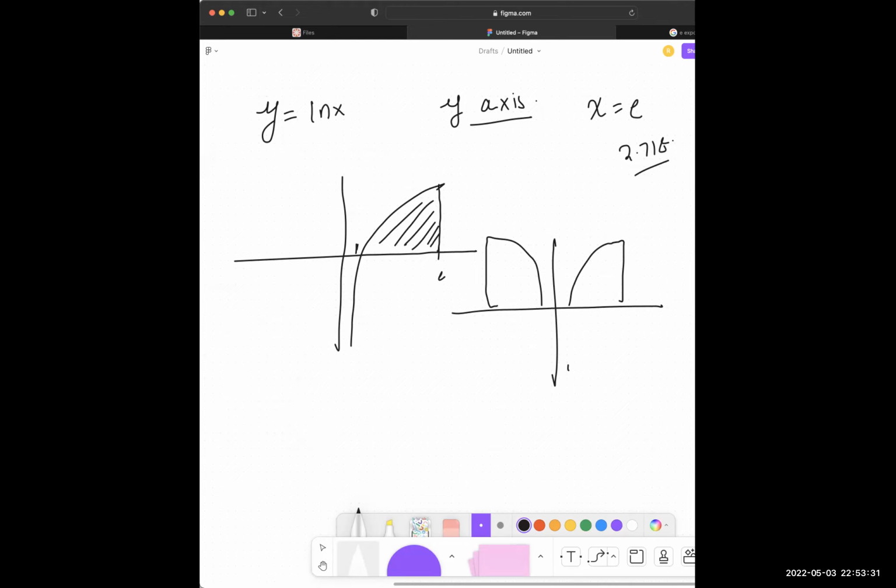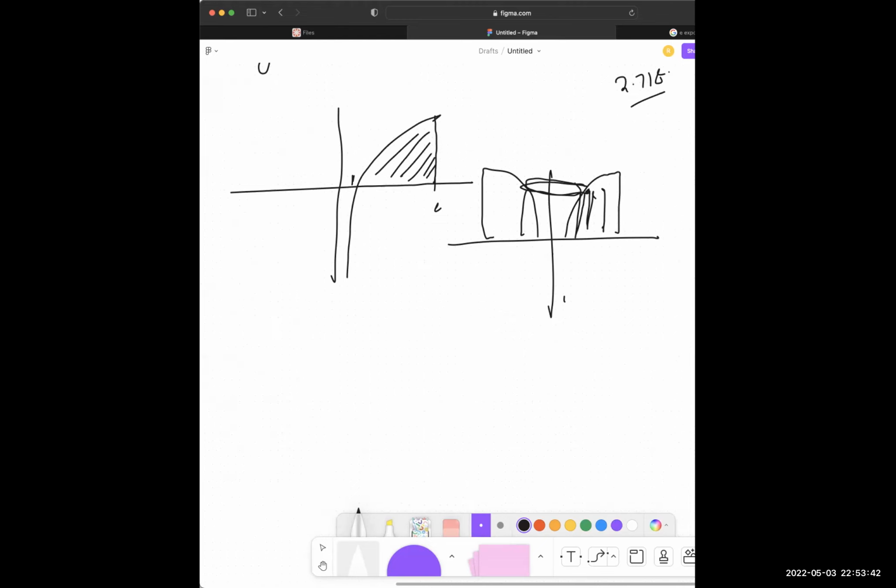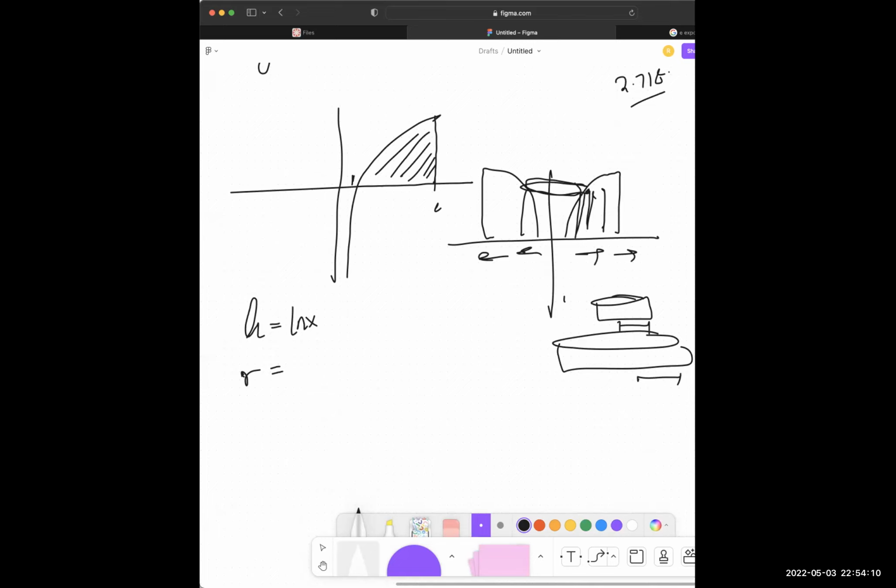With shells, the height of each of the shells is just ln of x, right? It's not offset by anything. And as each shell grows, its radius will be governed by the x value. You have one shell and then the next shell, it just grows. Its height will be ln of x, the function itself, but the radius is matching what the x value is at that point. So the height is ln of x, but the radius is actually just x, right?